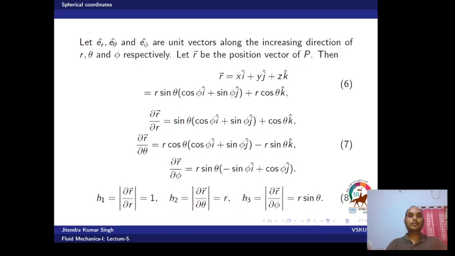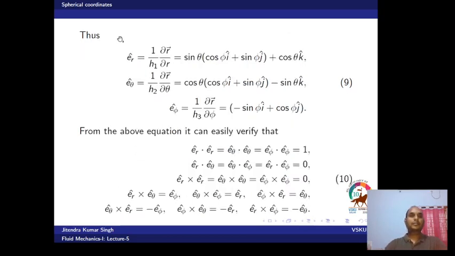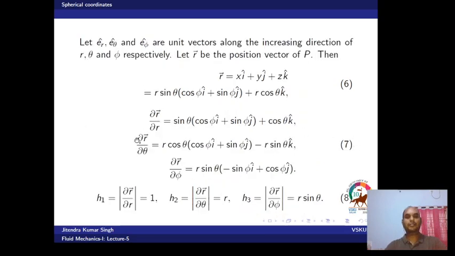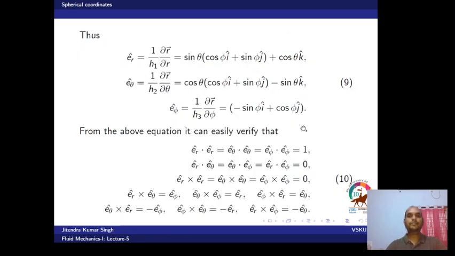Now we shall find the unit vectors e_r, e_theta and e_phi. The unit vector e_r is equal to 1 by h1 times partial r vector by partial r. Since h1 is 1, we get partial r vector by partial r, which we have already found: sin theta (cos phi i + sin phi j) + cos theta k. It is written here as sin theta (cos phi i + sin phi j) + cos theta k.